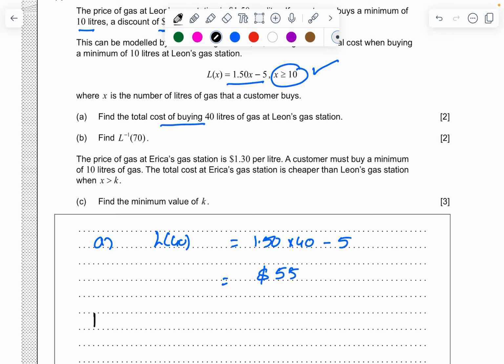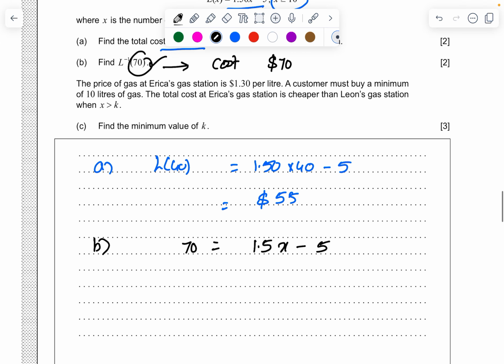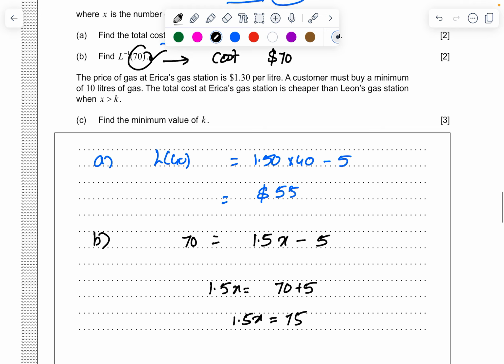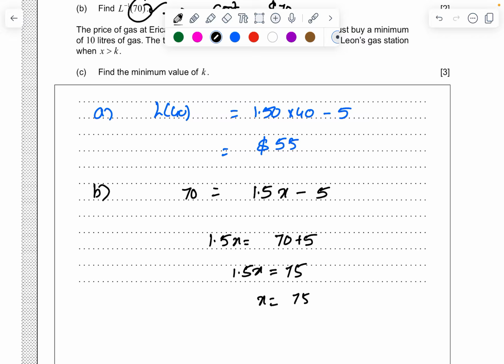Part B, L inverse of 70 means the cost is going to be $70. So when is the cost going to be $70, for how many liters of petrol? So 70 equals 1.5x minus 5. So 1.5x equals 70 plus 5. 1.5x equals 75. x equals 75 divided by 1.5, which is going to be 50 liters.